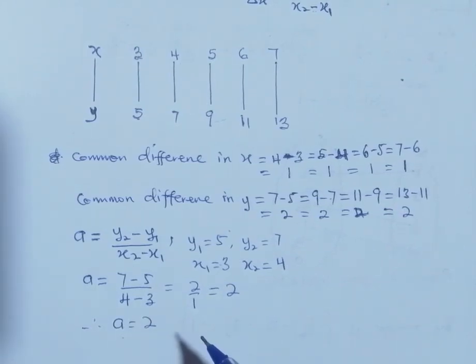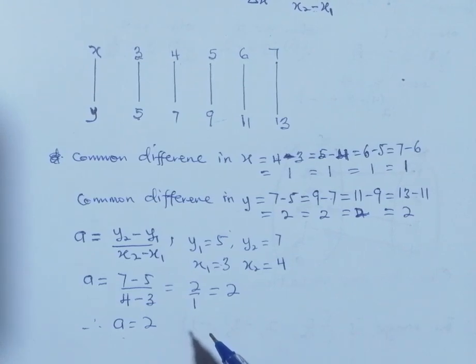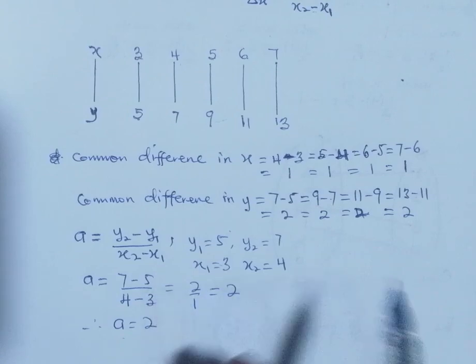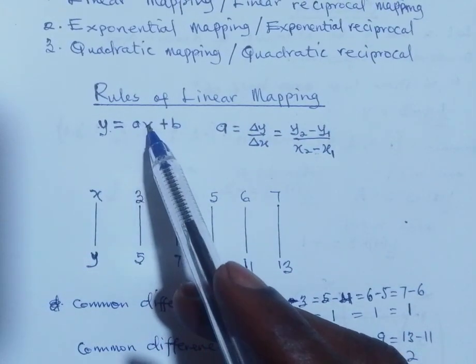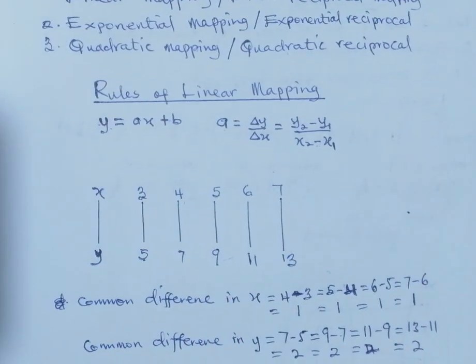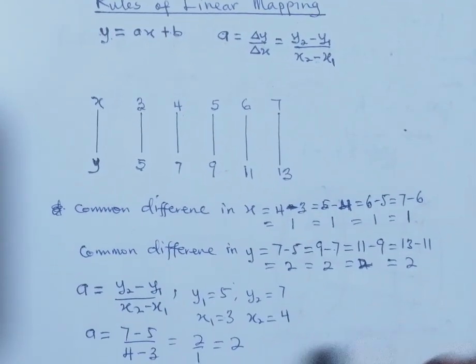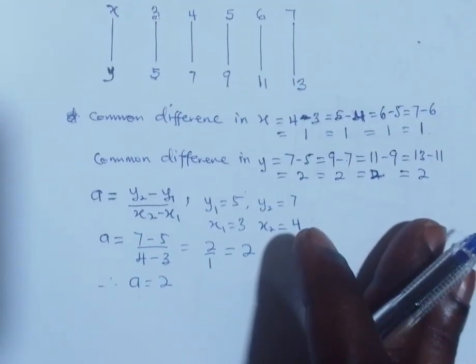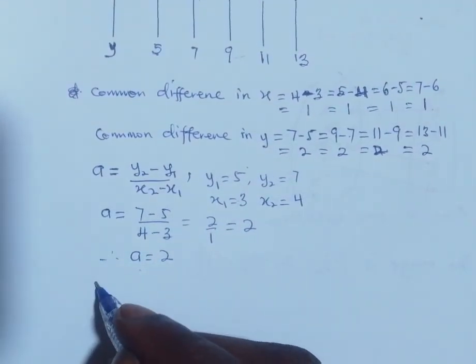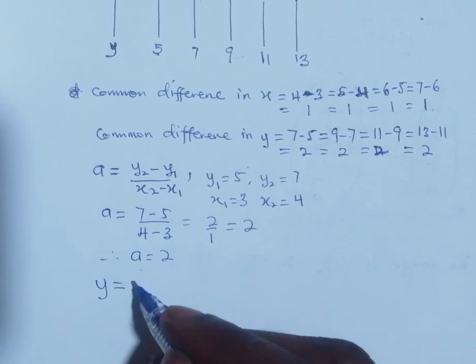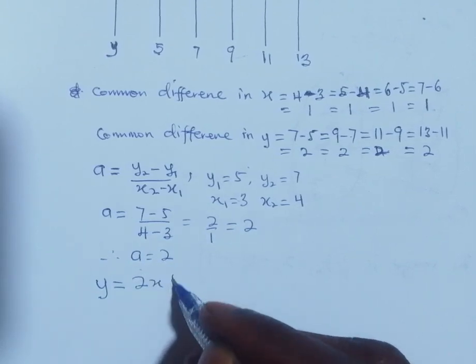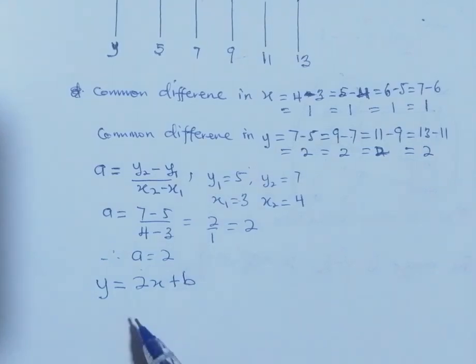Good. Now I can write the general rule. The general rule given is y is equal to ax plus b. I can substitute a in the general rule. So I'll write the general rule as y is equal to ax, where a is 2, so 2x plus b. Now we want to find the b. How do we get the value for b?